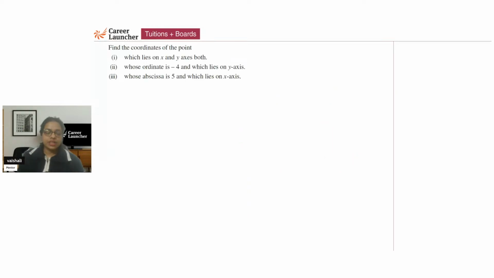Question number 19. Find the points of the... Okay. So we have to tell the coordinates of those points where. Okay. So a point which lies on both x and y axis. Which point is that? Generally, if you will see, the point of intersection is the only point which will lie on the x axis as well as on the y axis. So it is simply the origin, right?